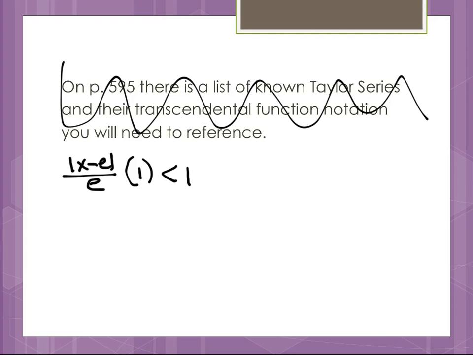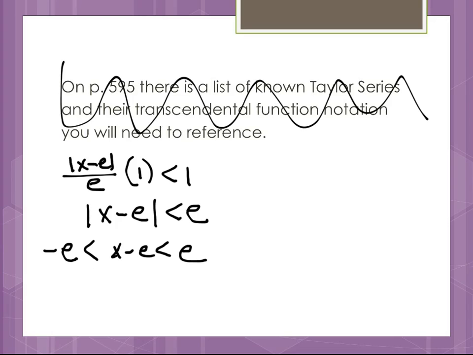So the e in the denominator could be multiplied to the other side. That's not going to affect anything. But once I've got the absolute value alone, I need to solve this as a triple inequality. It's not going to be centered around the origin because the c value was not 0, it was e. So that's actually why that's happening. The triple inequality says that negative e is less than x minus e is less than e.